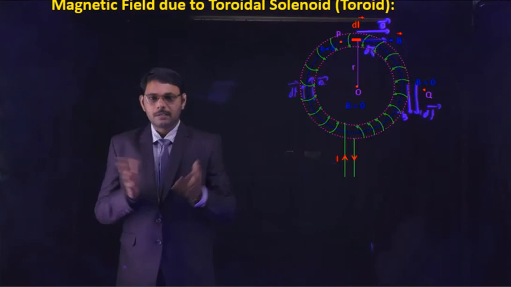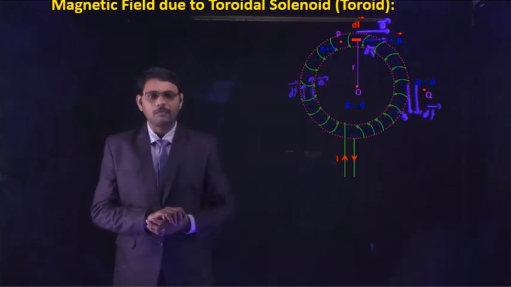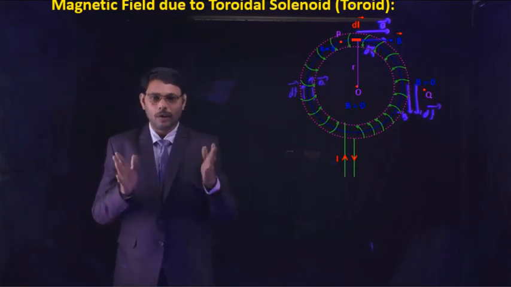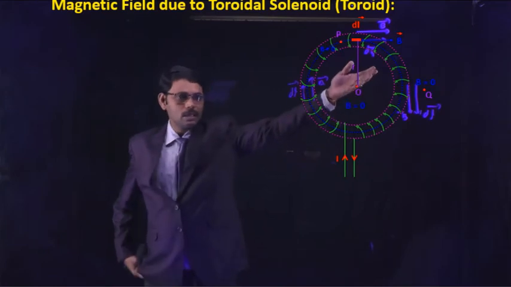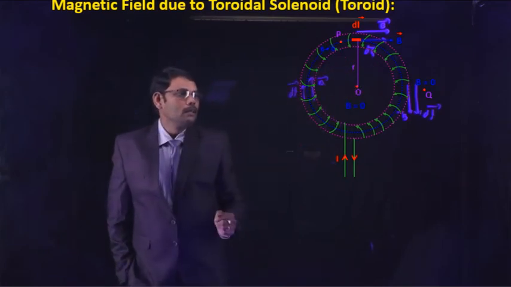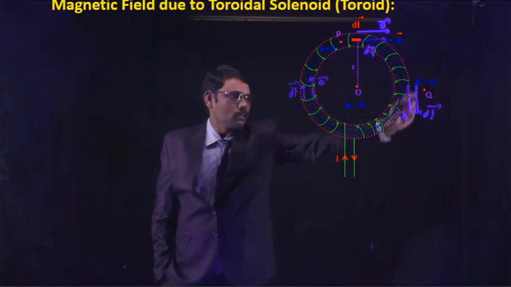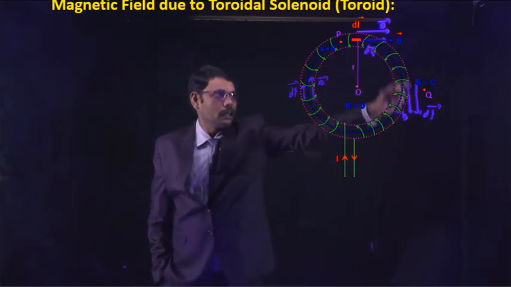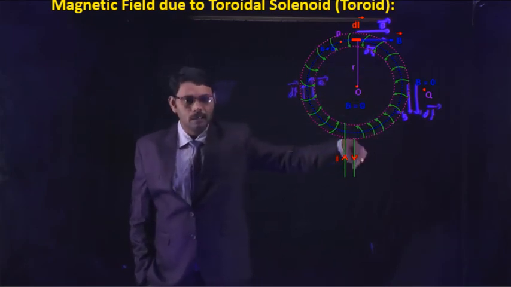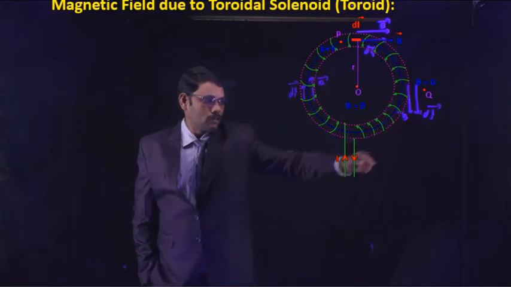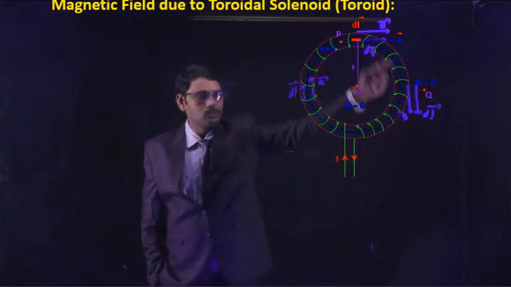Students, now we are going to calculate the magnetic field of a toroid by using Ampere circuital law. See, this is the structure of a toroid. To construct a toroid, first of all we have a circular shaped structure like a tire. You might know about the tire of any vehicle. Like a tire, we have a circular shaped object.